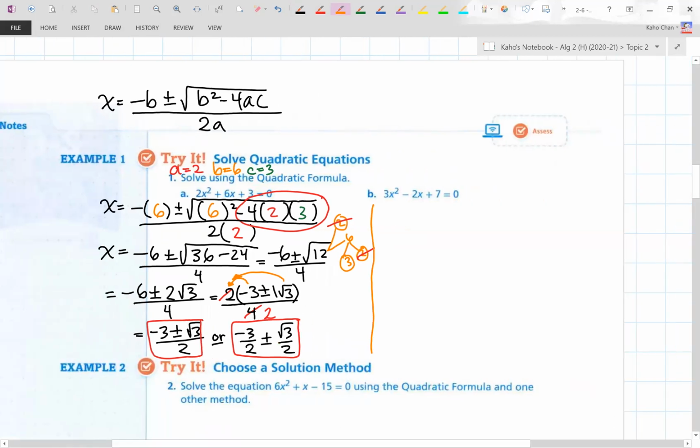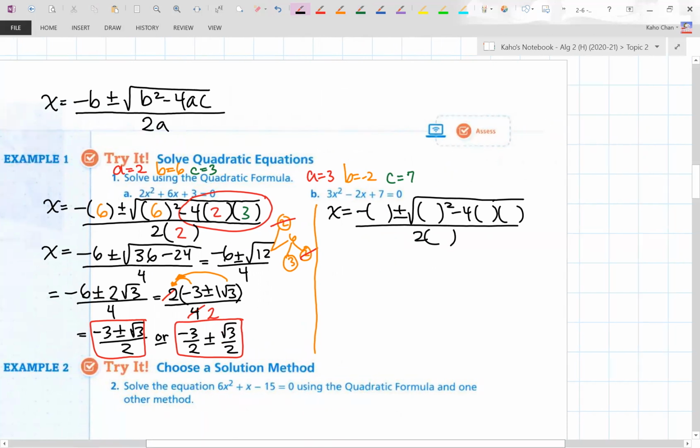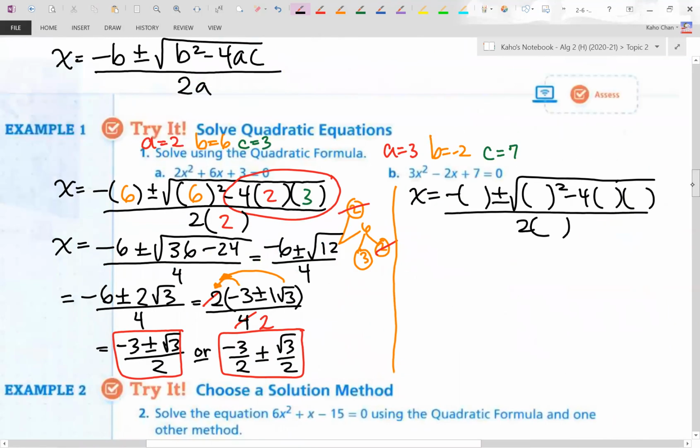Same process, identify A, B, C. A is 3, B equals -2, and C equals 7. Let's plug it into the formula. I'm just writing the shell of the formula right now. All right, let's plug it in. Here we go.